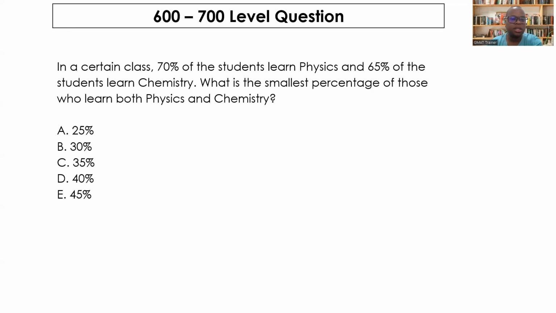So in a certain class, 70% of the students learn physics and 65% of the students learn chemistry. What is the smallest percentage of those who learn both physics and chemistry? So pause this video, attempt it, then we proceed again.